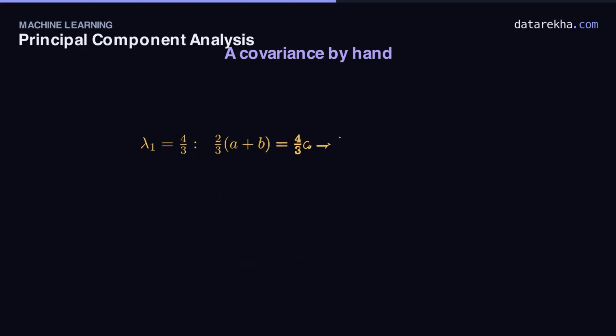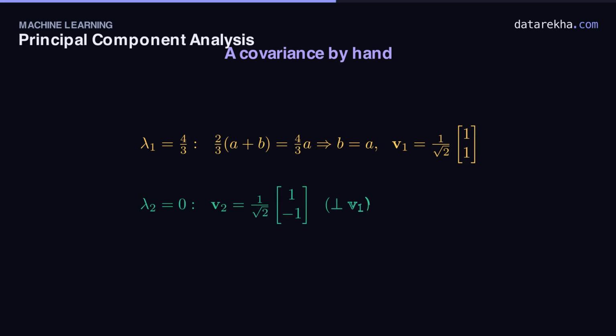For lambda equals 4/3, the equation says 2/3 of a plus b equals 4/3 a. So b equals a, the direction (1, 1) normalized by root 2. That is PC1. The line y equals x. The 0 eigenvalue gives the perpendicular direction (1, -1). And the variance explained by PC1 is 4/3 over 4/3, a full 100%.